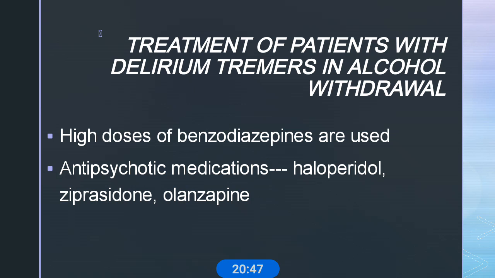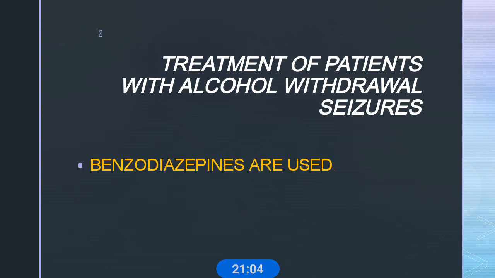Then what is the treatment of patients with delirium tremens in alcohol withdrawal? Usually high doses of benzodiazepines are used, and antipsychotic medications like haloperidol are also preferred. In patients with alcohol withdrawal seizures, benzodiazepines are also used, as in the first case where we administered benzodiazepines. So benzodiazepines are most preferred for patients with alcohol withdrawal seizures.